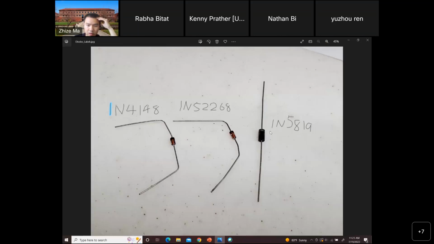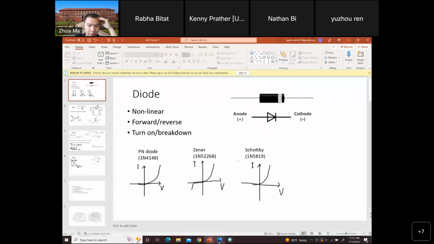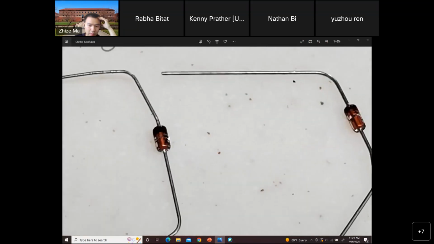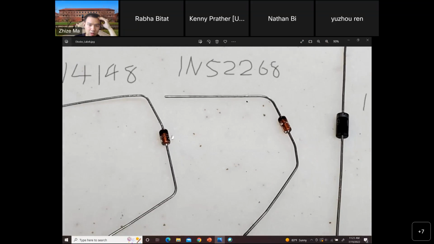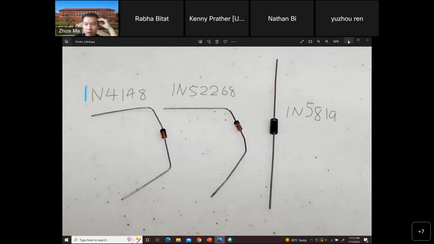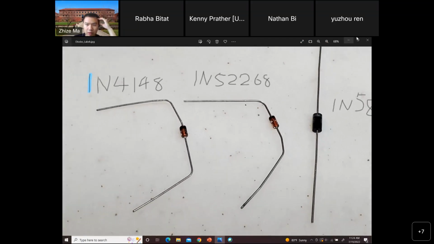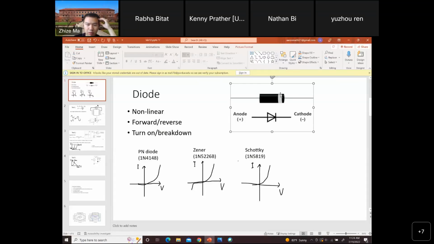This one is clear, that's 5819, which is the Schottky diode. The Zener diode and PN diode look similar, but if you zoom in, you will see some numbers on the diode, so you can distinguish between those two. It's a little bit hard to see, but you should be able to see the number on this part. And this little black strip you see right here indicates the polarity.